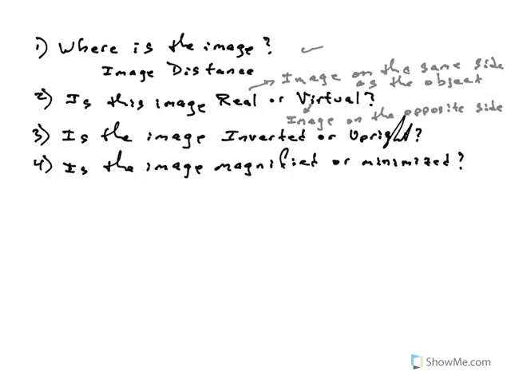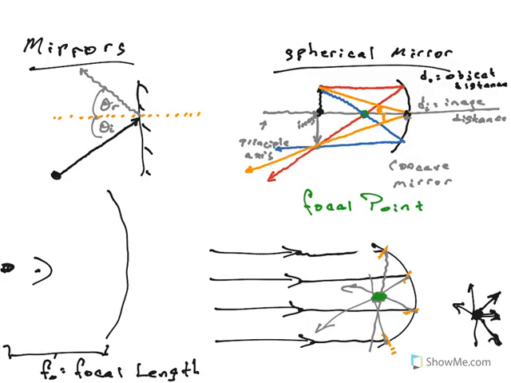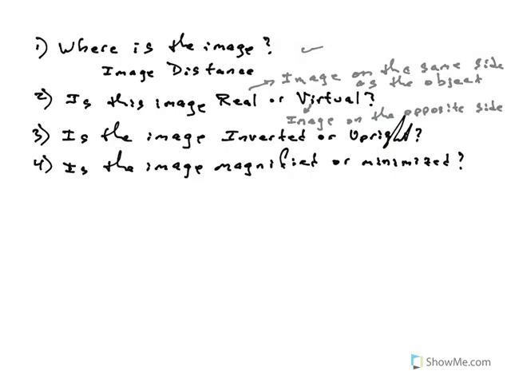All right, number three, is the image inverted or upright? Well, that's easy. You look at your image arrow. You know your original object was the arrow up. If your image arrow is also up, then it's upright. However, in this case, our image is downwards, so I know my image has inverted. So that's how you know if it's inverted or upright. Very easy. You look at the image arrow. Is it going from the principal axis downwards? Then it's an inverted image. If it's from the principal axis upwards, then it's an upright image.